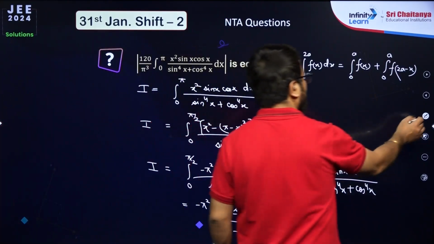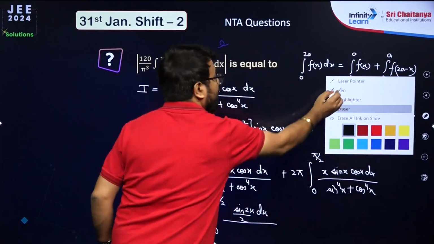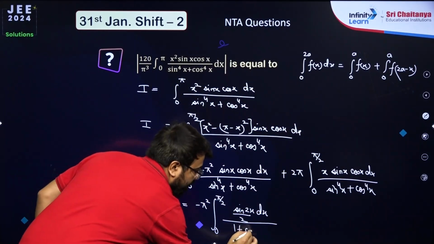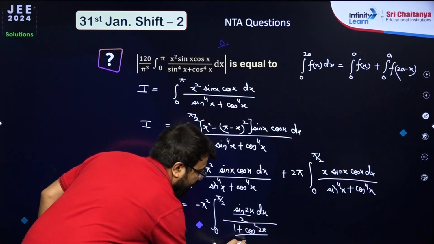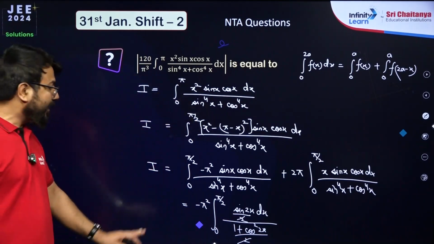Let me write 1 plus cos square 2x over 2. This 2 and this 2 will get cancelled. Why did I convert it in this way?